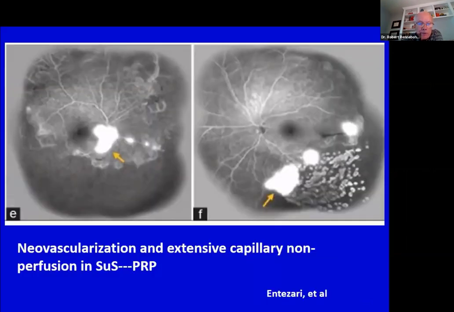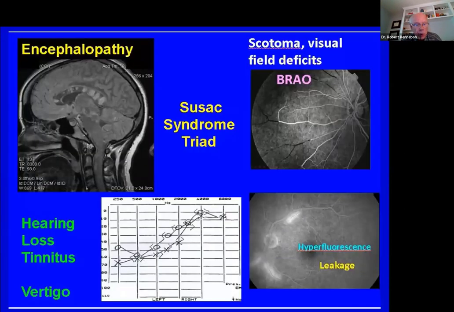And here's an example of extensive capillary damage. And in such instances, pan-retinal photocoagulation may be necessary or warranted. So that's the end of this talk on Susac syndrome. Again, it's a rare disease, but I think it's a very important and instructive disease. And most importantly, it's potentially devastating for patients and the families who have to deal with it.